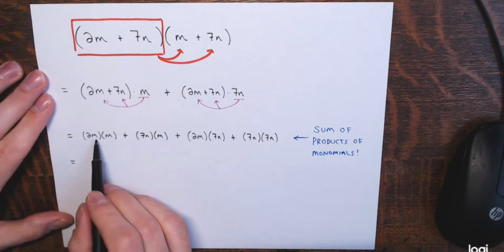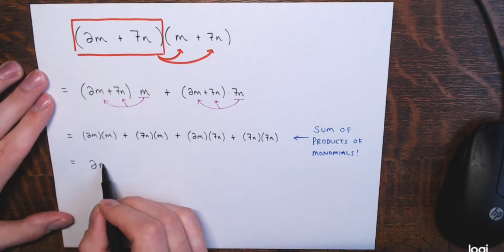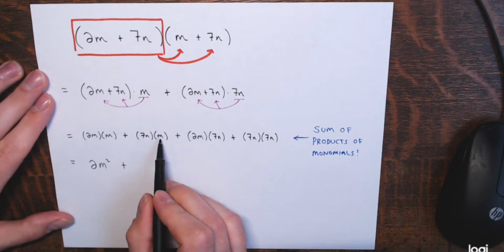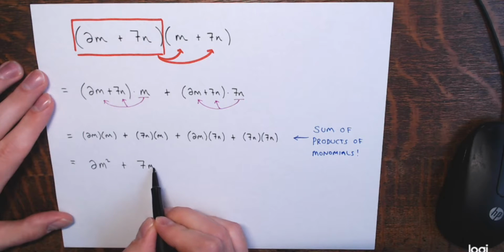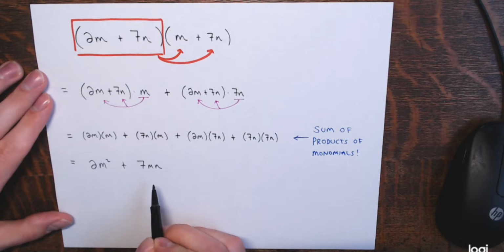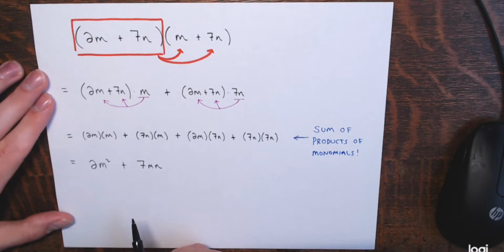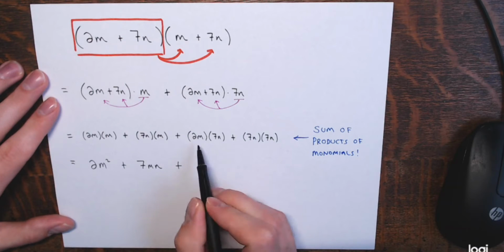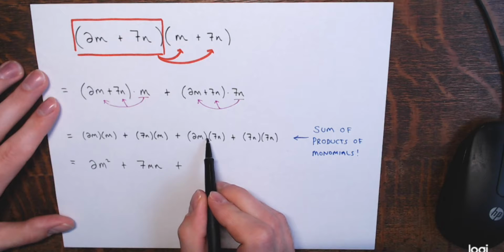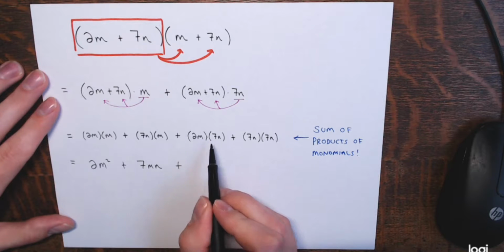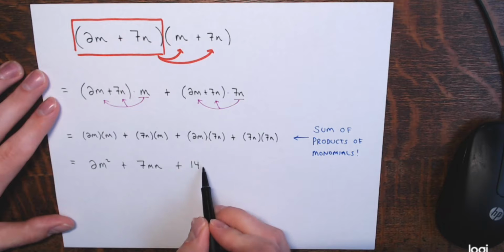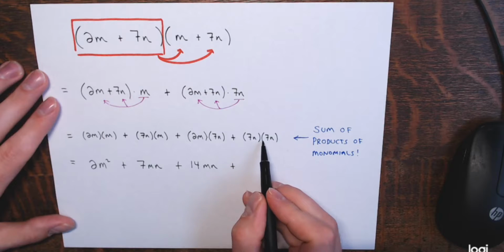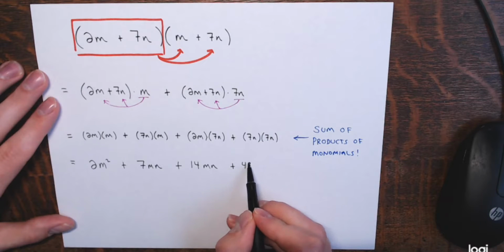2m times m would be 2 times m to the second, plus 7 times n would be 7mn. You can write n times m or m times n. Usually they put the variables in alphabetical order in the product in a monomial. Plus 2m times 7n. 2 times 7 is 14, and then you have m times n, just mn. Plus, and then finally here, 7n times 7n. 7 times 7 is 49. N times n would be n to the second.